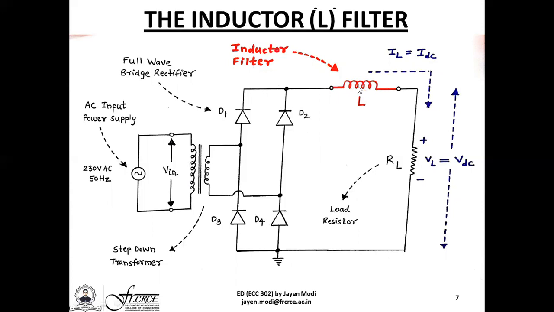The inductor filter, that is L, is connected exactly in series with the load RL. Recall that the capacitor for the C filter was connected in parallel. Here the inductor L is always connected in series. IL is equal to IDC, which is nothing but the average DC current or simply the load current that flows through both the inductor L as well as the load RL. VL is equal to VDC, which is nothing but the load voltage or the output average DC voltage obtained across the load RL.